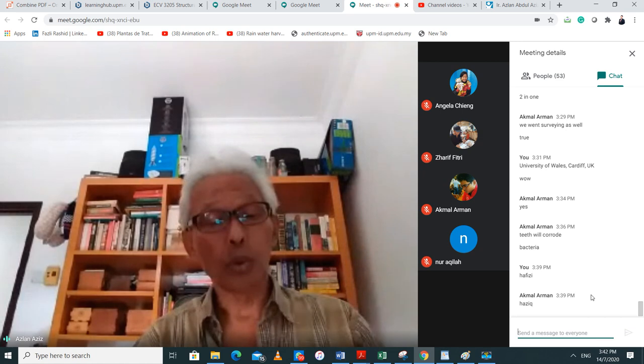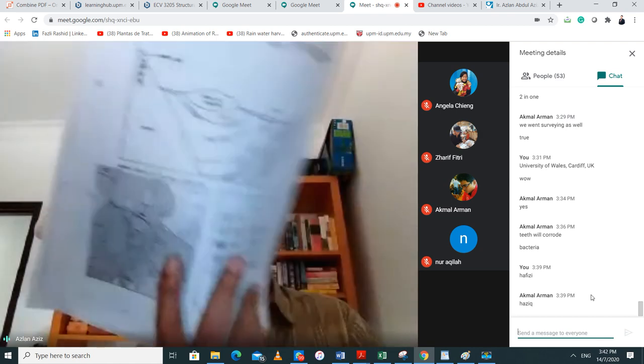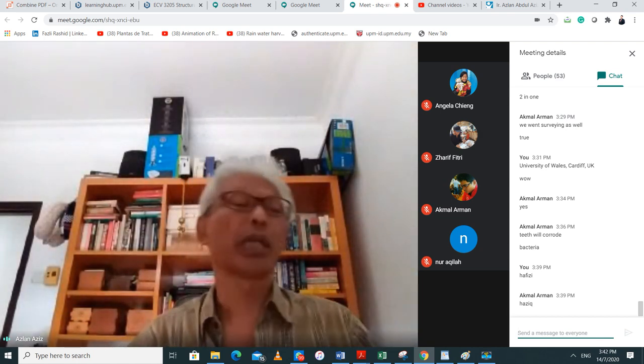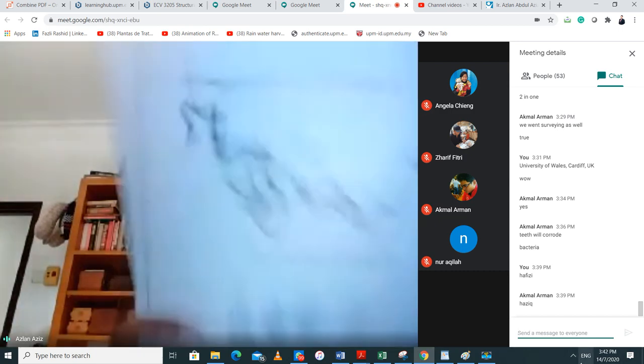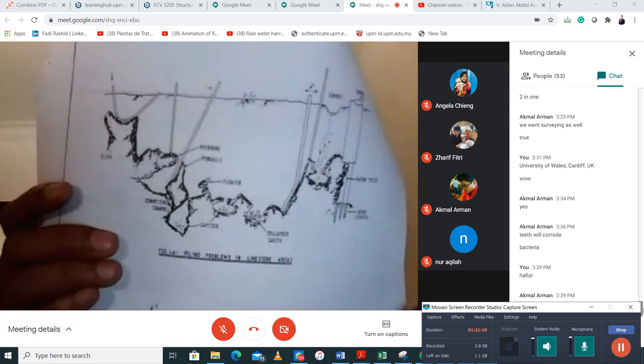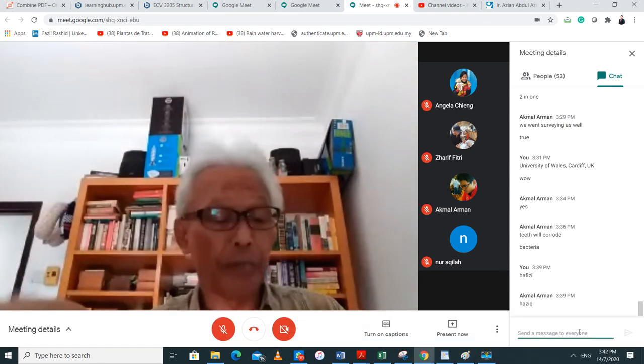Now, I want to look at the limestone part first. Then I'll go back to this schematic of Kuala Lumpur, right? Because we are talking about limestone, let's look at this first, this limestone. Are you on limestone now? Okay. So I'm on figure 4A.